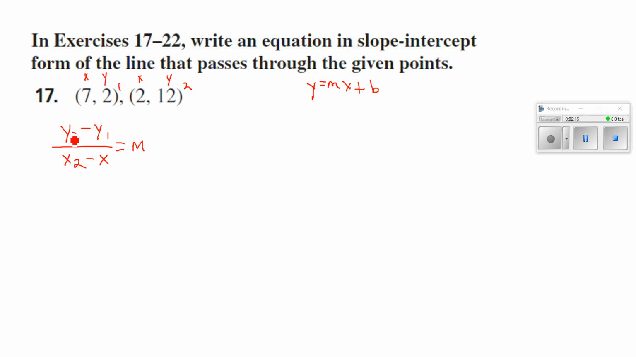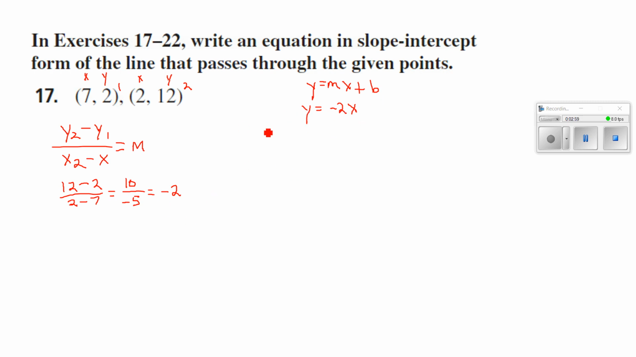So now I'll go to y2, and y2 is 12, and I'll minus y1, which is 2. Then I'll take x2, which is 2, and minus x1, which is 7. This is going to give me 10 over negative 5. 10 divided by negative 5 is negative 2, so that means my slope is negative 2. Well, now I can go ahead and rewrite this as y equals negative 2x, but I still have to find out what b is.